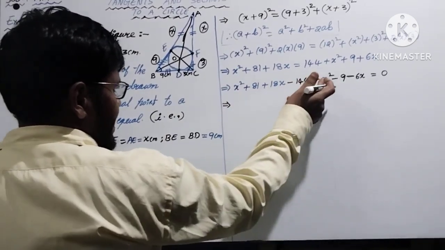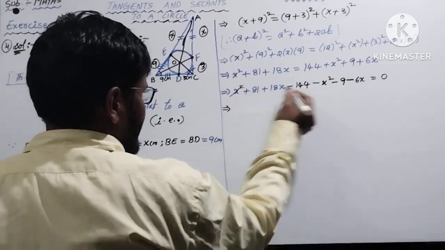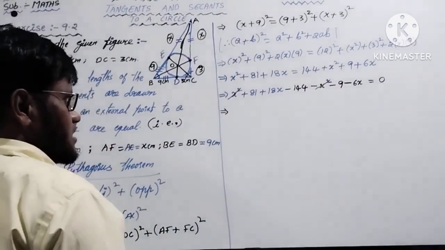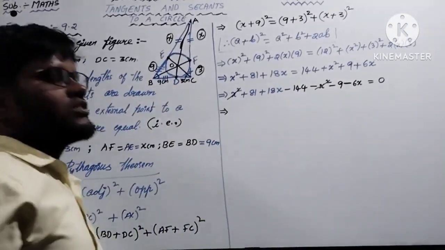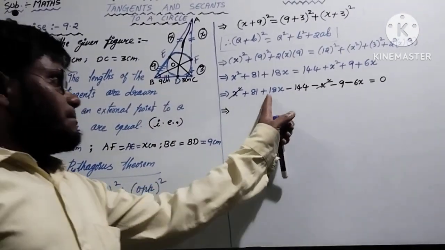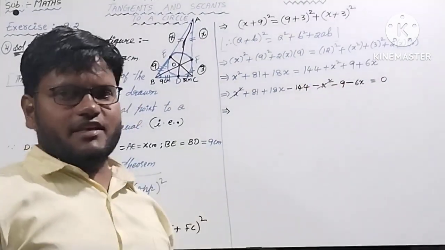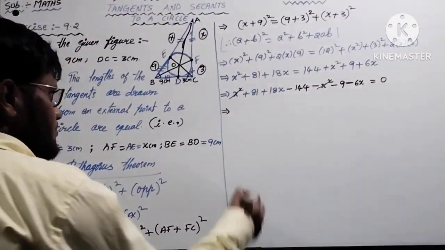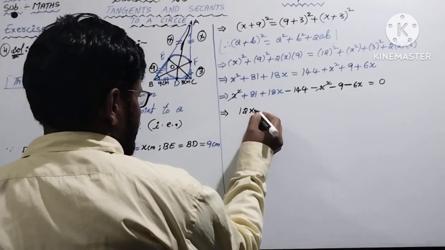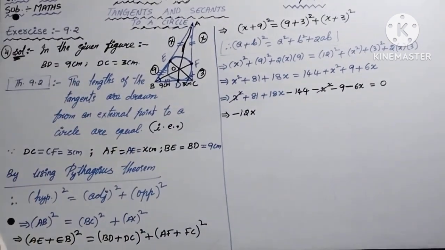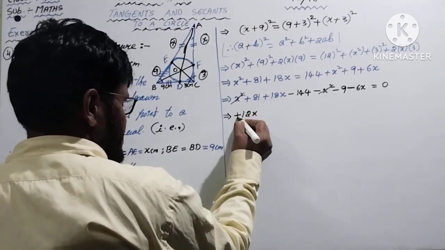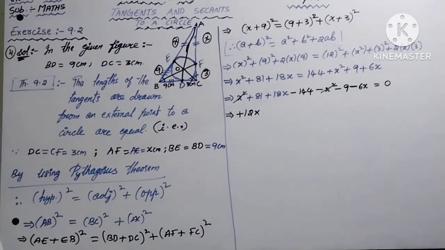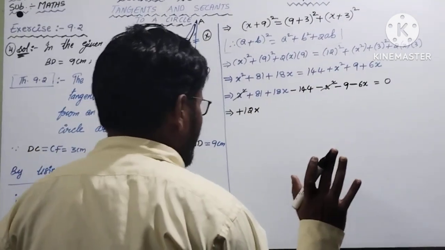The next step. This is plus x square and here having minus x square. Plus x square minus x square cancel. Then here having plus 18x and here having minus 6x. Both are like terms. Okay, plus 18 minus 6. 18 minus 6 remaining is how much? 12x. So sign is plus or minus? Plus, because larger number is 18, sign is plus. Larger number sign keep.